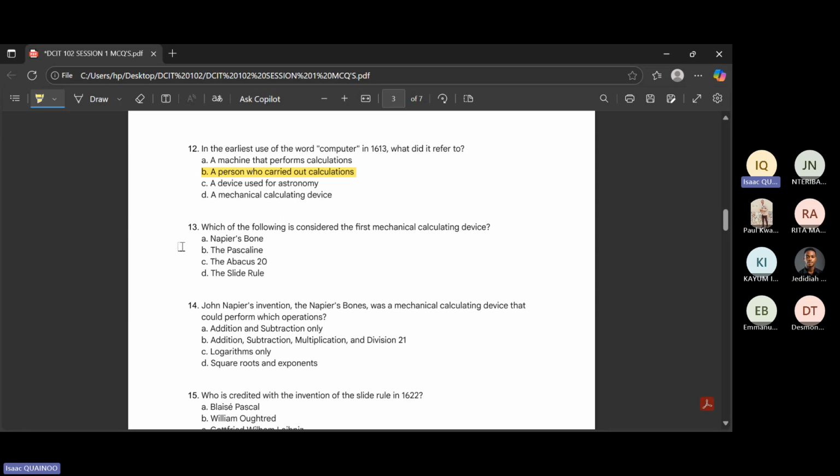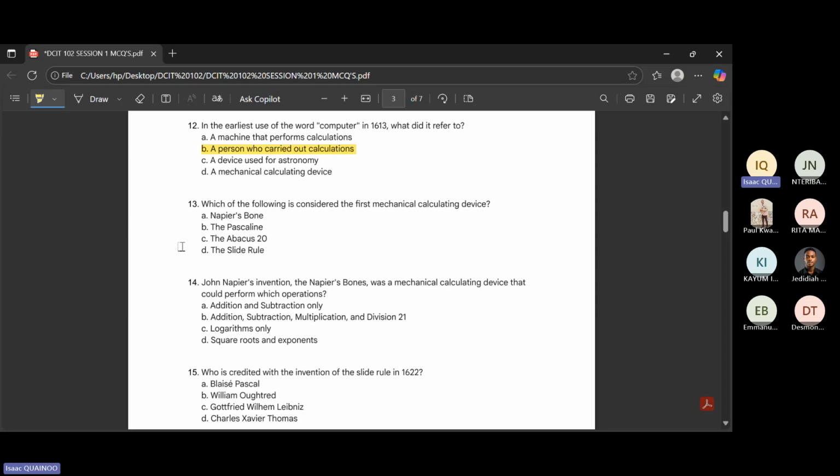And 13, which of the following is considered the first mechanical calculating device? A, Napier's bones. B, the Pascaline. C, the abacus. And D, the slide rule. Which of these is considered the first mechanical calculating device? It's C.